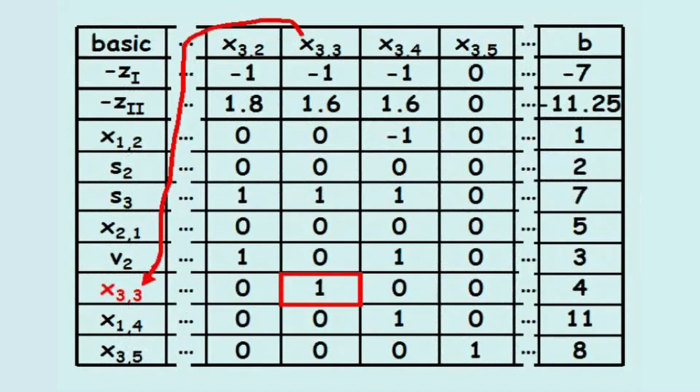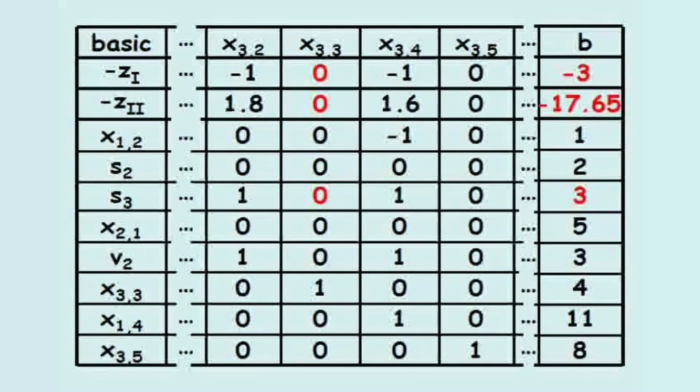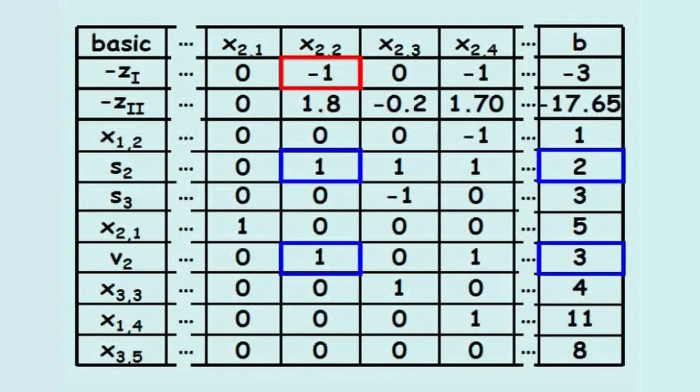Pivoting about variable x33, 1 times row x33 is added to row z1, 1.6 times row x33 is subtracted from row z2, and 1 times row x33 is subtracted from row s3. From pricing out, variable x22 is selected to enter the basis, and will take the place of slack variable s2, since 2 is less than 3 from the ratio test.